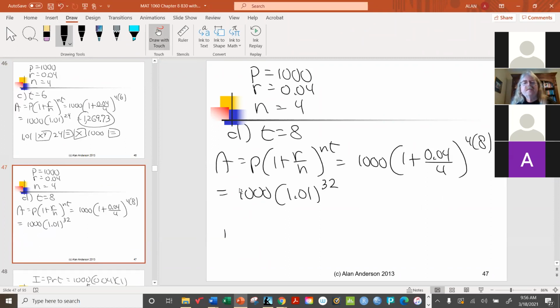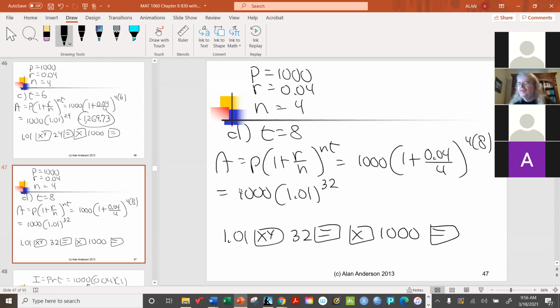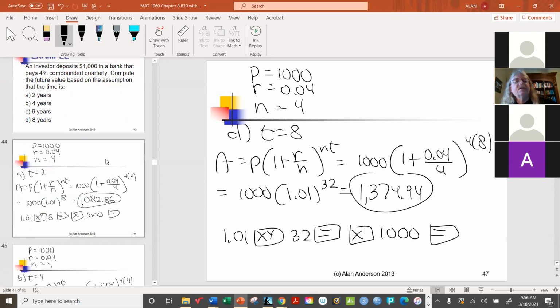1.01 raised to the 32nd power times 1,000 equals, and when you go through all the steps, you should have 1374.94. So what I'm going to do now is copy them into that chart, and I'd like you to notice how much of a difference the times make to these future values.